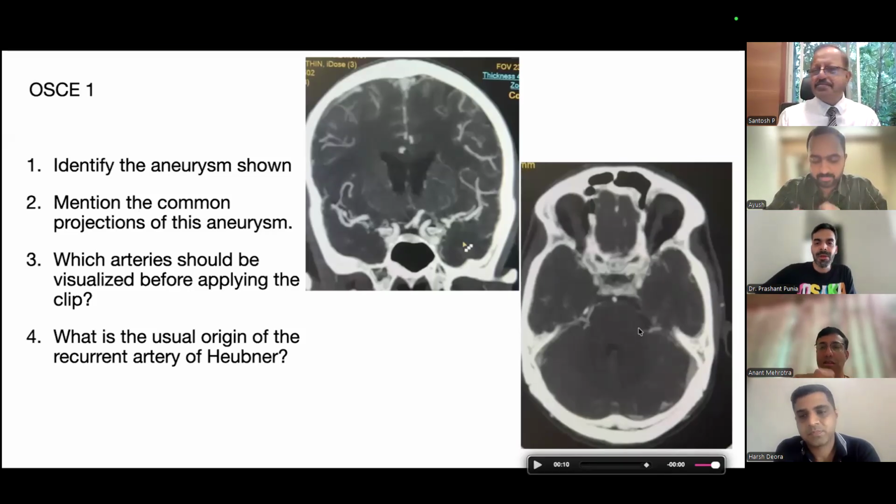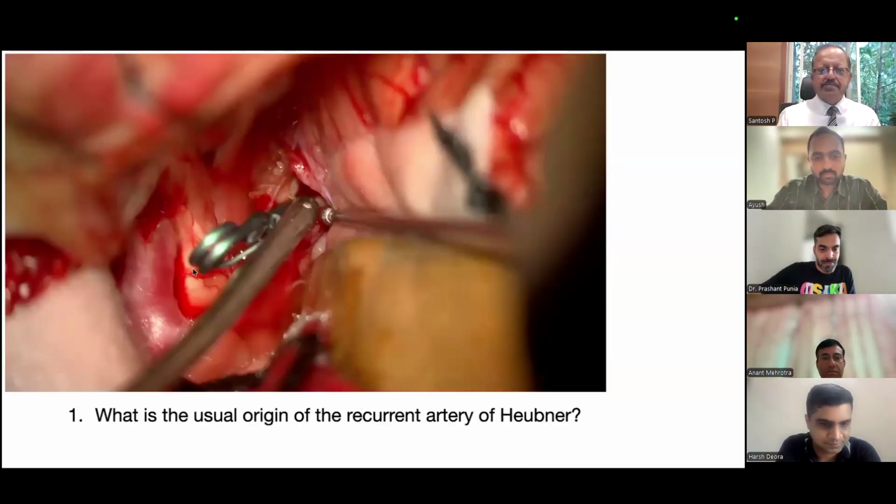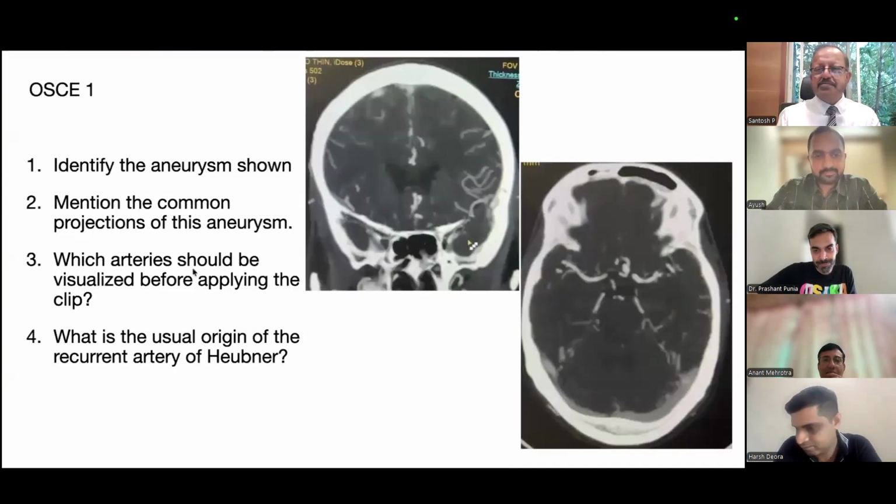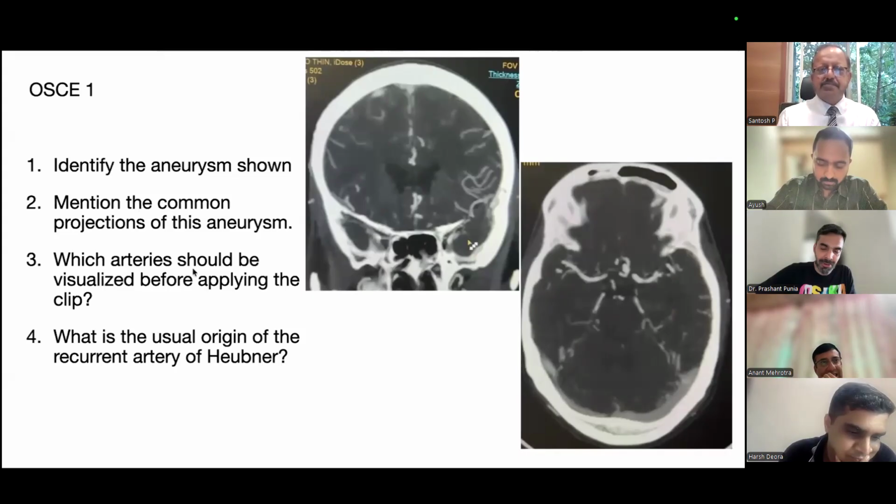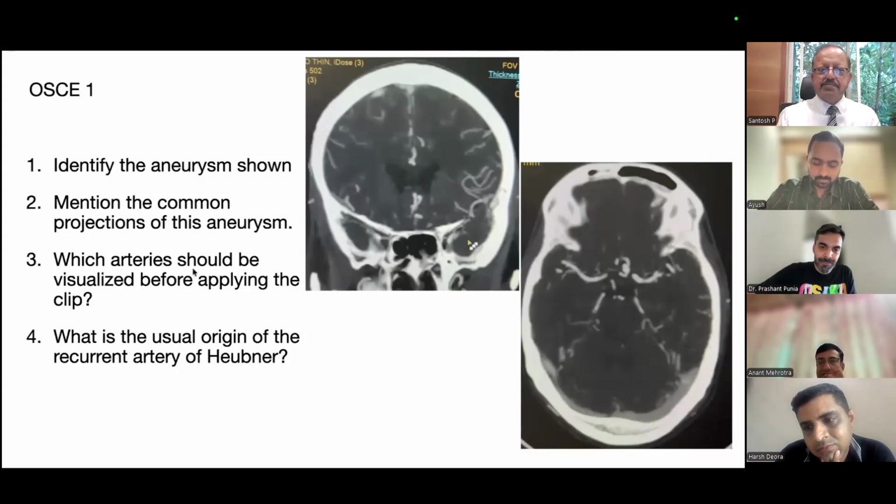Can you answer these? So A1 of both the sides, then ipsilateral and contralateral A1, okay. And so A2 and perforators. Oh, a typical AI answer, man.